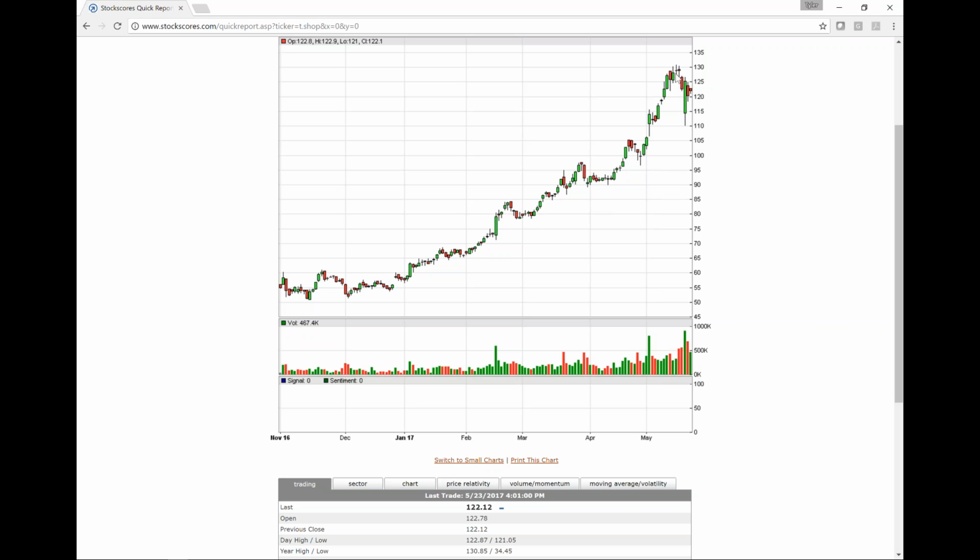Doesn't mean it can't be more emotional. It could still go to 150, so I would hold it, but I would say that if it breaks down below this, let's call it 110, I would definitely want to be out of the trade. All right, I'm going to do one more.